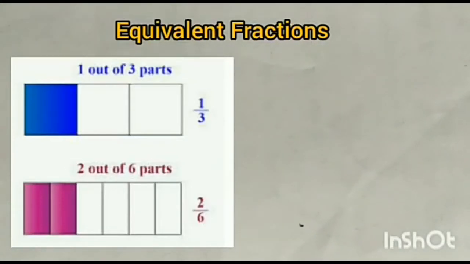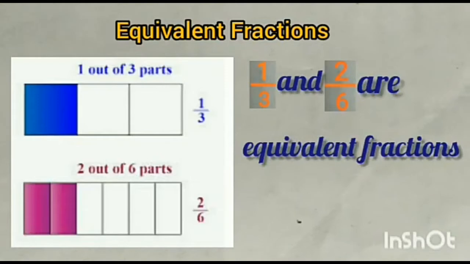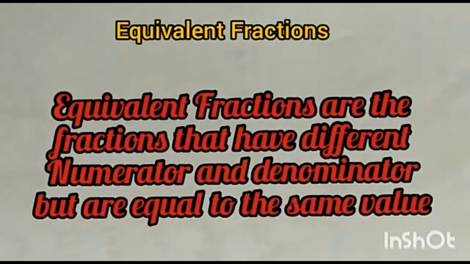Here also, both the figures are the same size. We see that the shaded portion in both figures is the same. Here, 1/3 and 2/6 indicate the same part of a figure. So we can say that 1/3 and 2/6 are equivalent fractions, and the fractional number is 1/3. And before that, 1/2 and 2/4 are also equivalent fractions. Equivalent fractions are fractions that have the same value but different numerators and denominators.